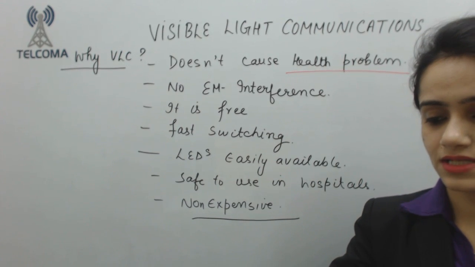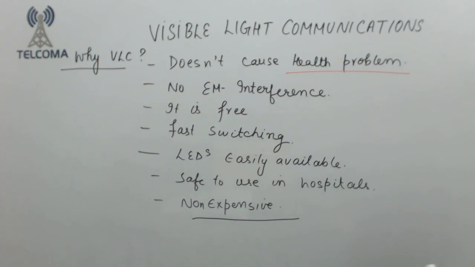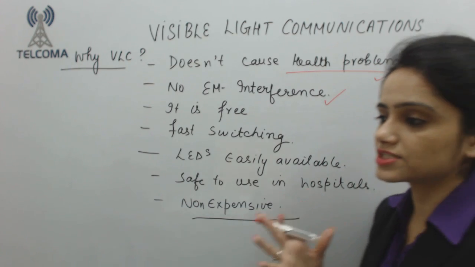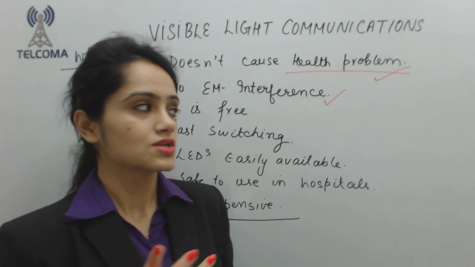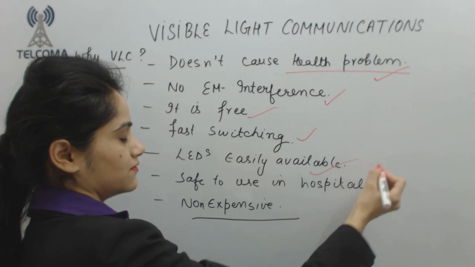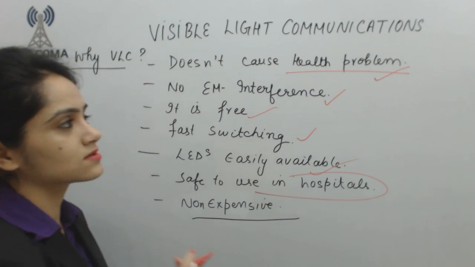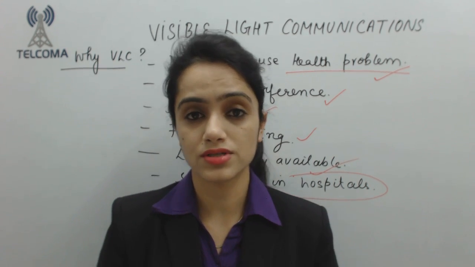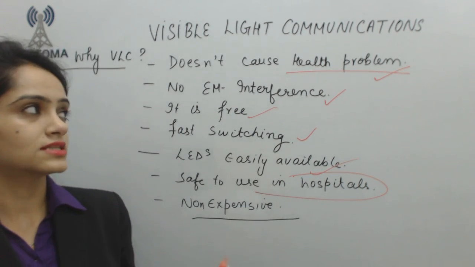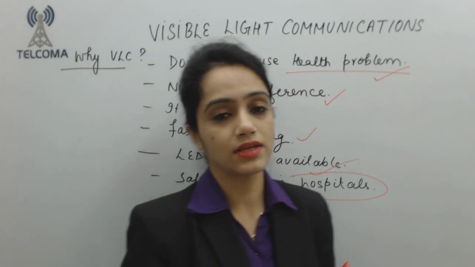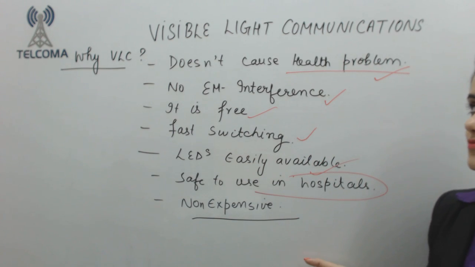So these are the various advantages of visible light communication. The very first is that it will not cause any health problem. There will be no interference, whereas in RF we have a major concern about protecting against interference. It's free, it has fast switching, it's easily available, and we can use it in hospitals where the technology must not cause any problems. That's why we use VLC, visible light communication.